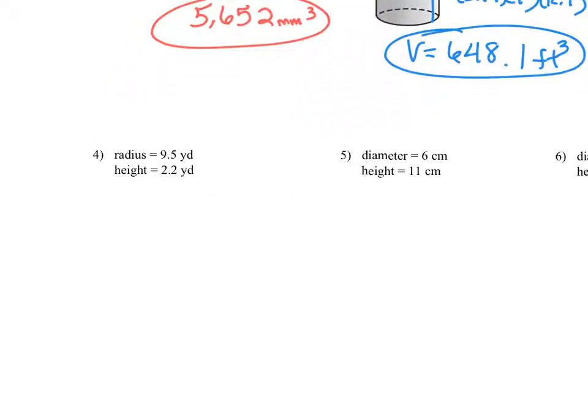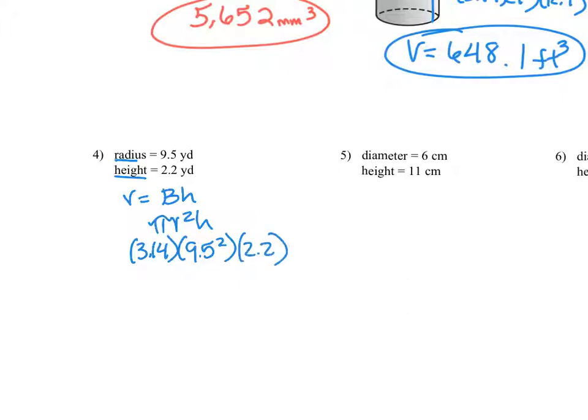Number 4. Radius 9.5, height 2.2. I already have what I need. They didn't give me my diameter or anything like that. So pi r squared times height. So 3.14 for pi. My radius was 9.5, and I need to square it, and my height was 2.2. So 3.14 times 9.5 squared times 2.2, and you get 623.447. So I'm going to round that to 623.4 yards cubed.